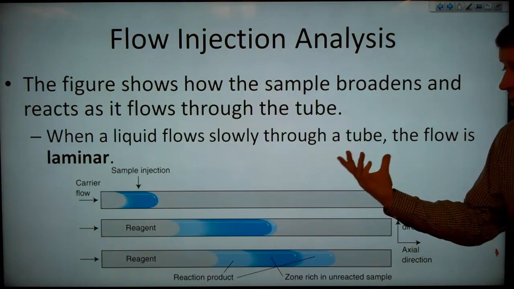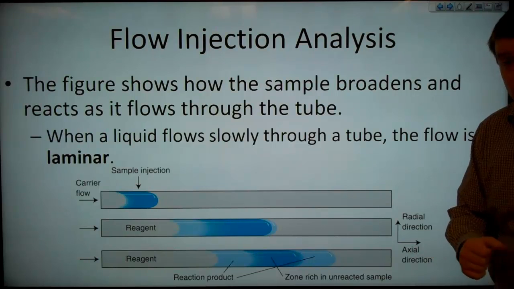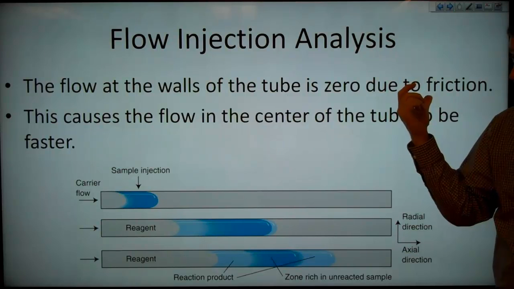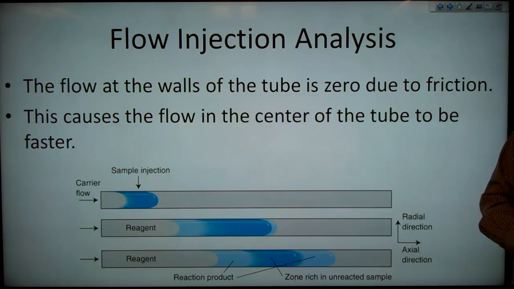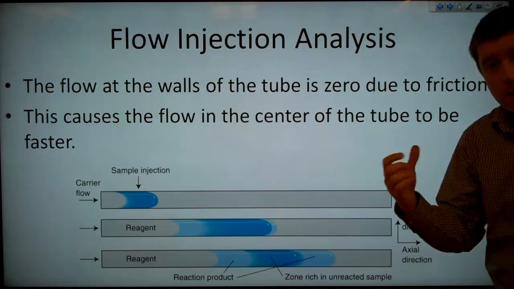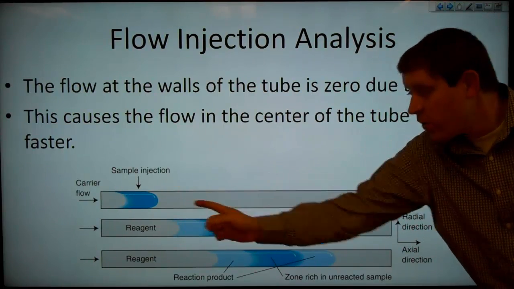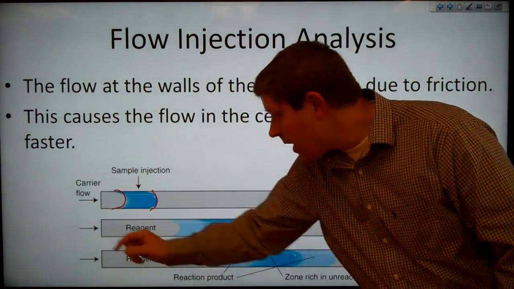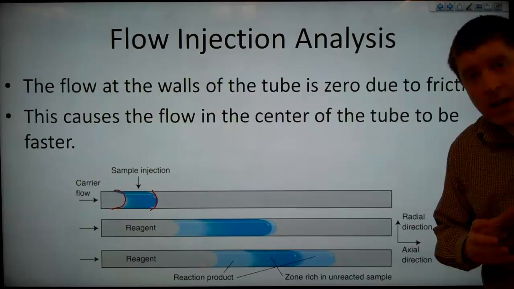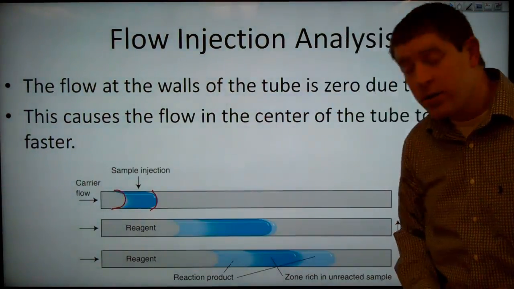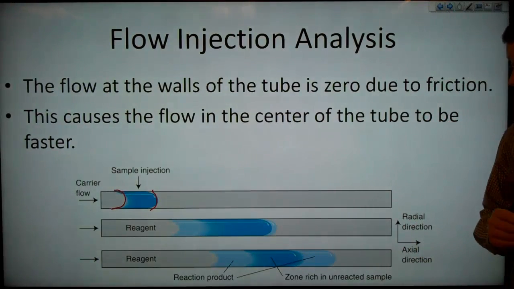So when a liquid flows slowly through a tube, the flow is laminar, which means the flow at the walls of the tube is zero due to friction, and this causes the flow in the center of the tube to be faster, which means that in the center of the tube now, our sample is moving faster than it does at the edges, and we get this curved region here at the leading edge, and we get this curved region at the trailing edge, where in the center our sample is moving faster and our carrier is also moving faster at the trailing edge there.